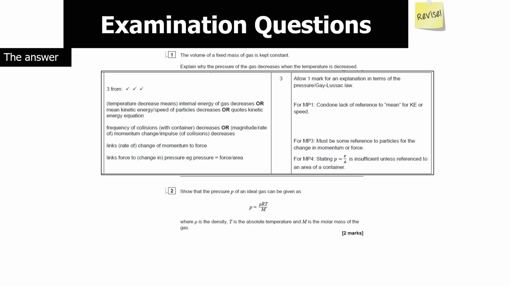So therefore the change of momentum that's occurring will decrease, and we know that force is equal to change in momentum over time. So if the change in momentum decreases, the force exerted will decrease. So the pressure will decrease, because we know pressure is force over area. The area is unchanged, the force is reduced, the pressure goes down.